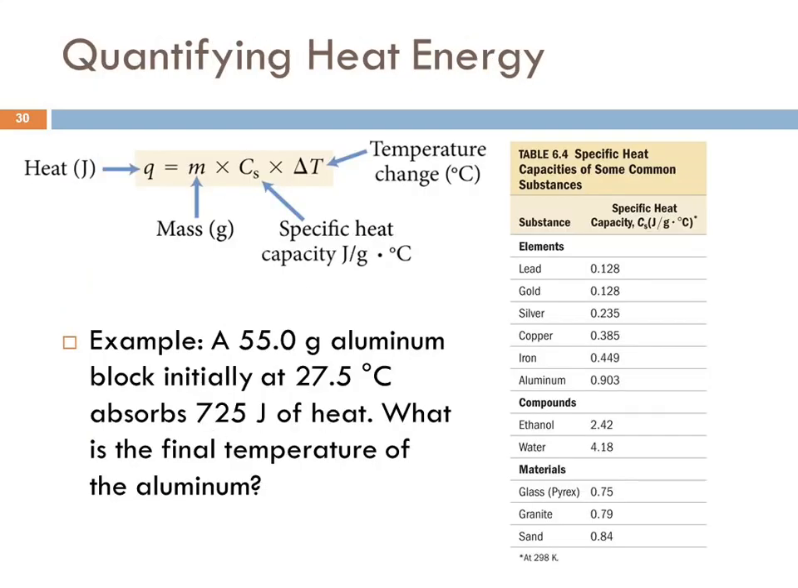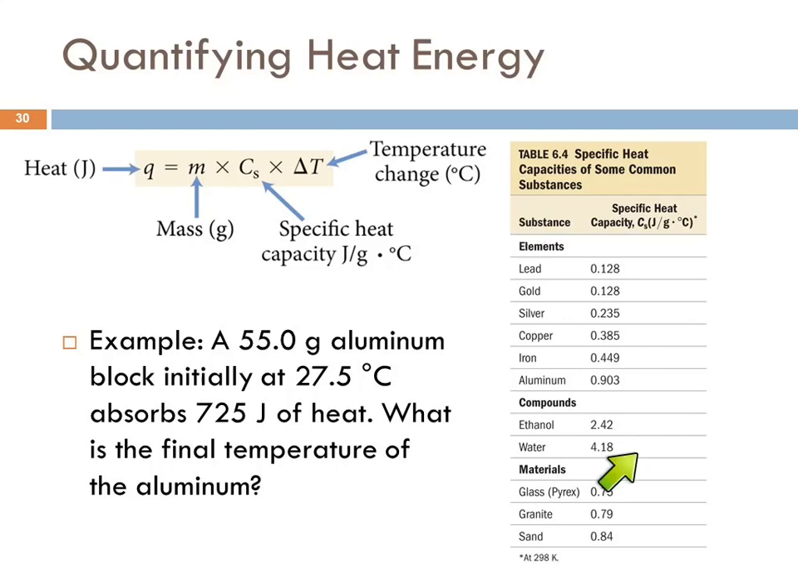So when we quantify this, here's the heat, Q. The heat is going to be the mass of the object times the specific heat capacity times the change in temperature. The specific heat capacity is something that you would be given or you would look up in a table.